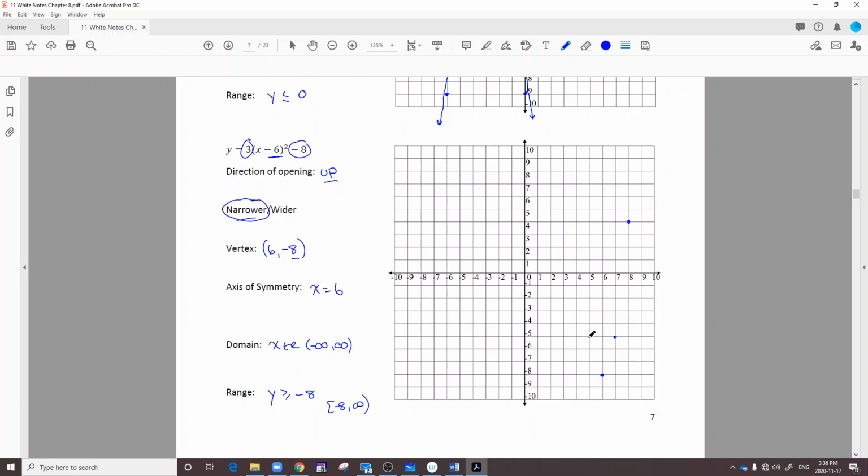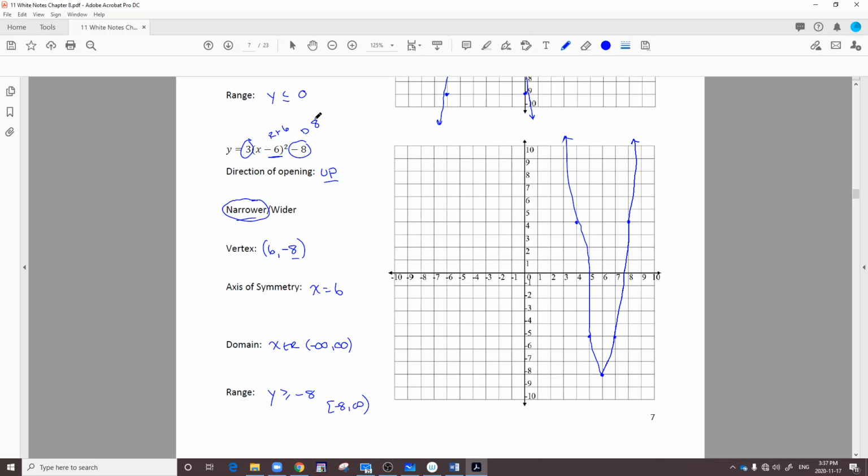And then I'm going to mirror that on the other side. And this is my parabola. Oh, that was horrible. I'm going to try that again. This is my parabola y equals 3 times (x minus 6) all squared minus 8. So it is narrower, opening up, moved right. So this is narrower, opening up, moved right 6, and down 8.